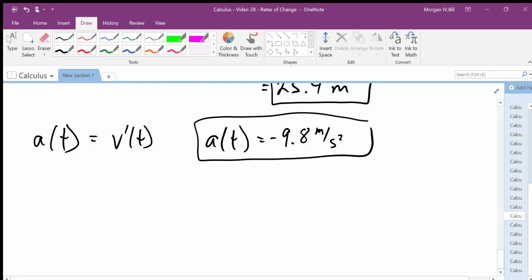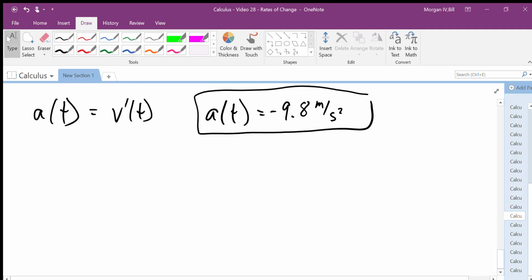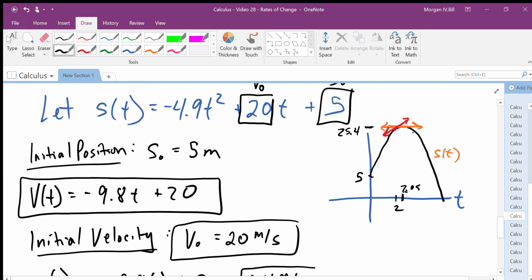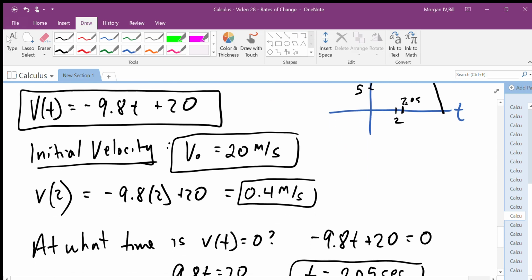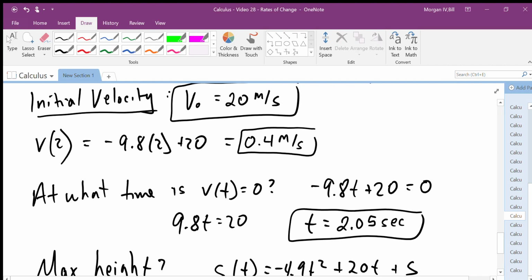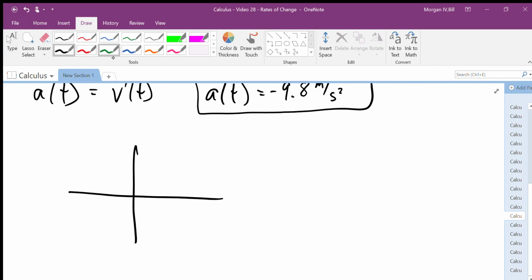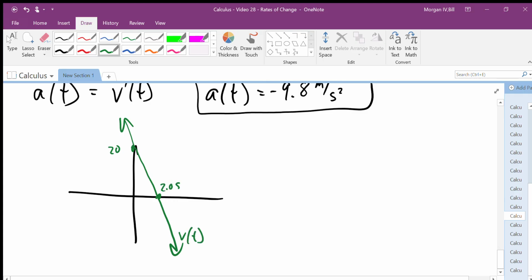Good. Let's try just graphing these one more time. So we had our initial graph. Our s of t function looked like this. Our velocity function, negative 9.8 t plus 20, right? Let's start up here at 20. Negative 9.8, it's going to come down like this. And we know it's going to cross here. The velocity is going to be 0 at 2.05, we found out.